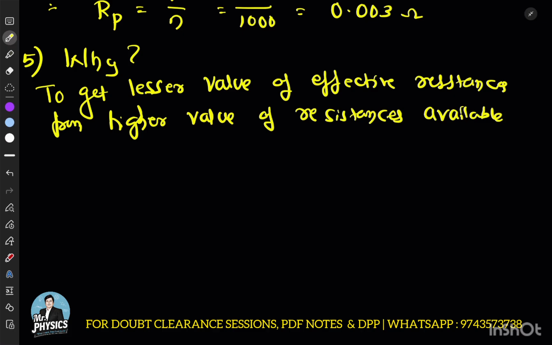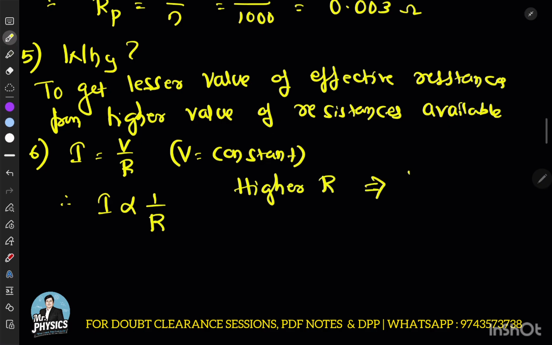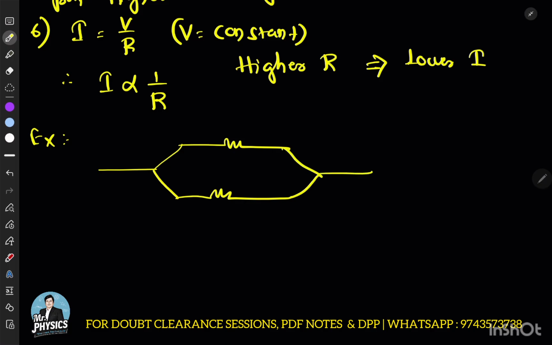of resistances available. Similarly, one more important point, I equal to V by R we are having. V equal to constant here, so therefore I can write I is inversely proportional to R. Hence we say higher value of resistance implies lower value of current. Higher the resistance, lower the current. Based on this, we can even discuss the distribution of the current using this concept itself. That is, imagine a circuit which is having the branching phenomenon.